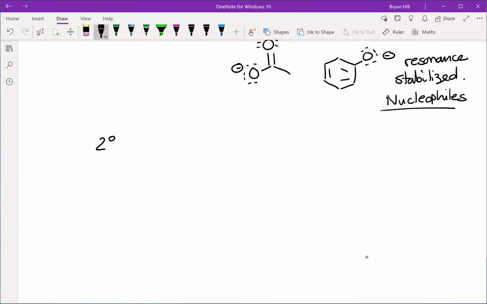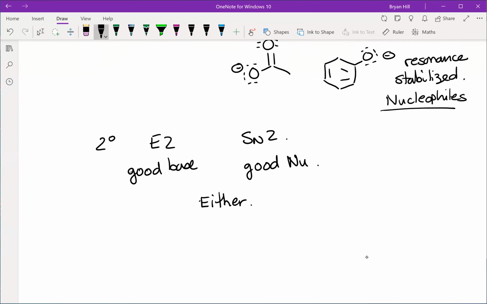For secondary alkyl halides, E2, SN2. Again, if it's secondary and it's a good nucleophile, it is going to be SN2. If it's a good base, it's going to be E2. No choice there. Again, the choice really depends upon if it could be either, and here you would want to use the solvent as your choice. So aprotic solvents favor SN2, protic solvents favor E2.